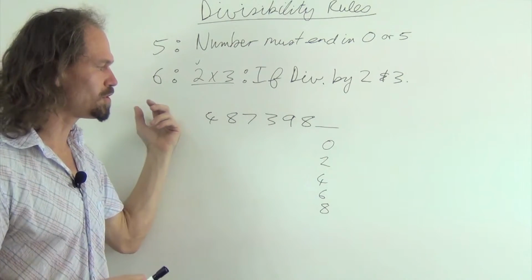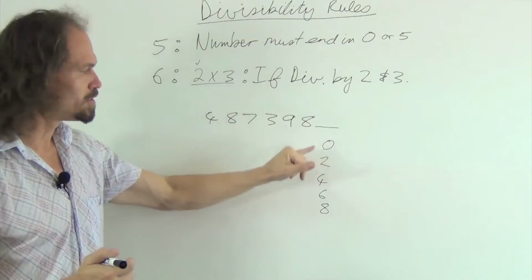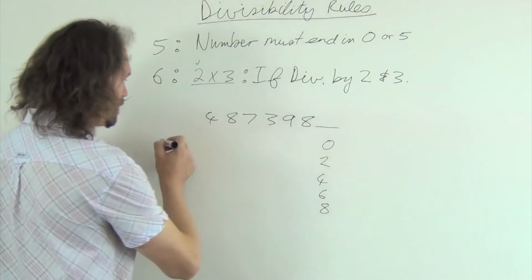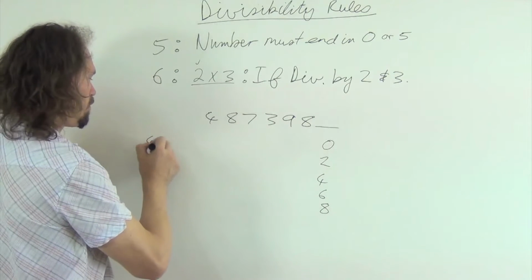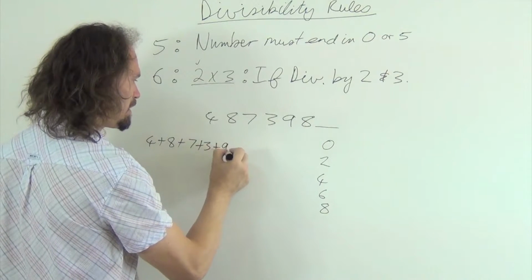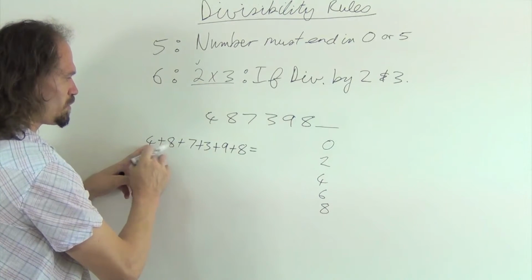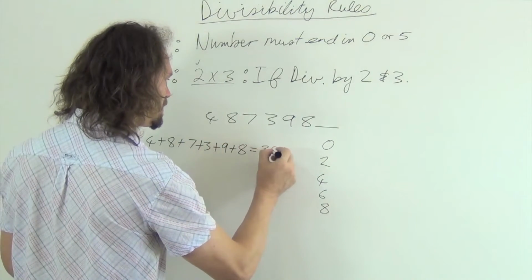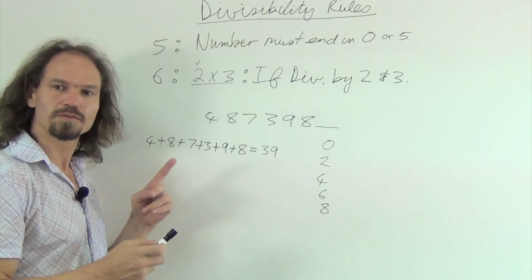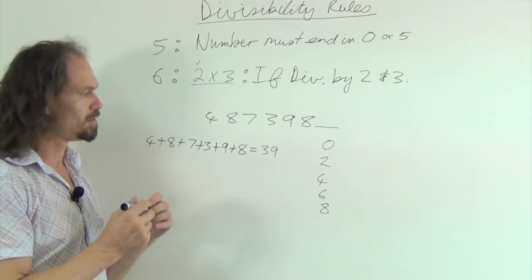Now let's say I wanted to know whether the number is divisible by 6. What can that last number be? So now these are the ones I have to choose from. Now, very simple. I add the rest of the numbers. So 4 plus 8 plus 7 plus 3 plus 9 plus 8 is equal to what? I go, okay, 8 and 8, 16, 20, 39. That's 39. And immediately I go, oh, wait, 39 is already divisible by 3. Do you get that? 3 goes into 39.